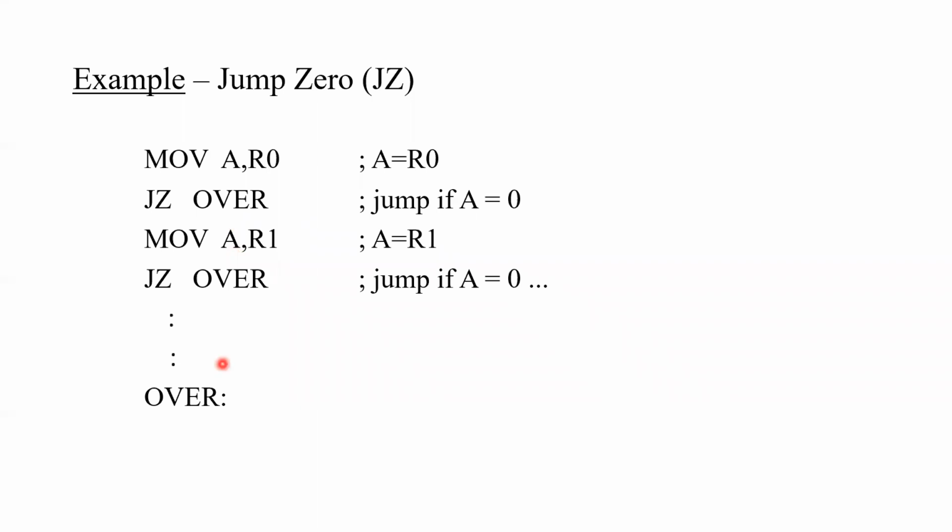JZ over, it will go there if the content of accumulator is 0. Next, move A comma R1. Again, it will compare the contents of accumulator. If it is 0, go to over. If it is not 0, it will go to the next instruction, and whatever the next instruction written here is, that will be executed by the processor, right? Jump 0. When I say jump 0, it will compare the contents of accumulator. If the content of accumulator is 0, then only perform the jump operation.